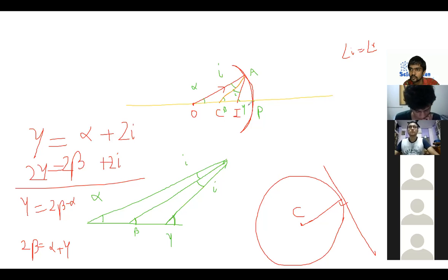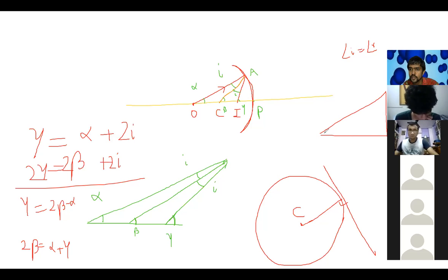Now, if I take a triangle with just alpha, if alpha is very small, can I approximate it to be equal to sine alpha?